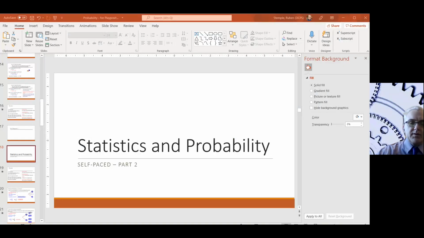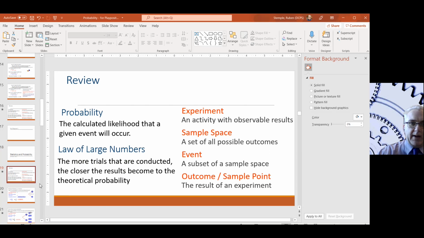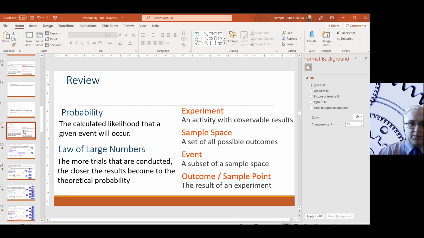Okay, so here we go with statistics and probability, Payposit, self-paced, second lesson, so number 2. We're going to do a quick review here for one slide, and this is if you're doing these back to back, this is the last slide you saw on Payposit number 1.